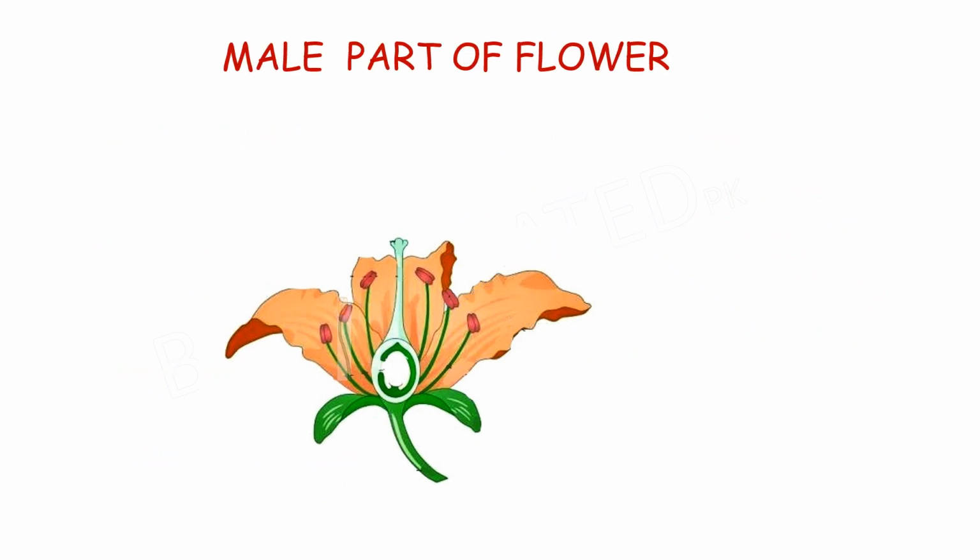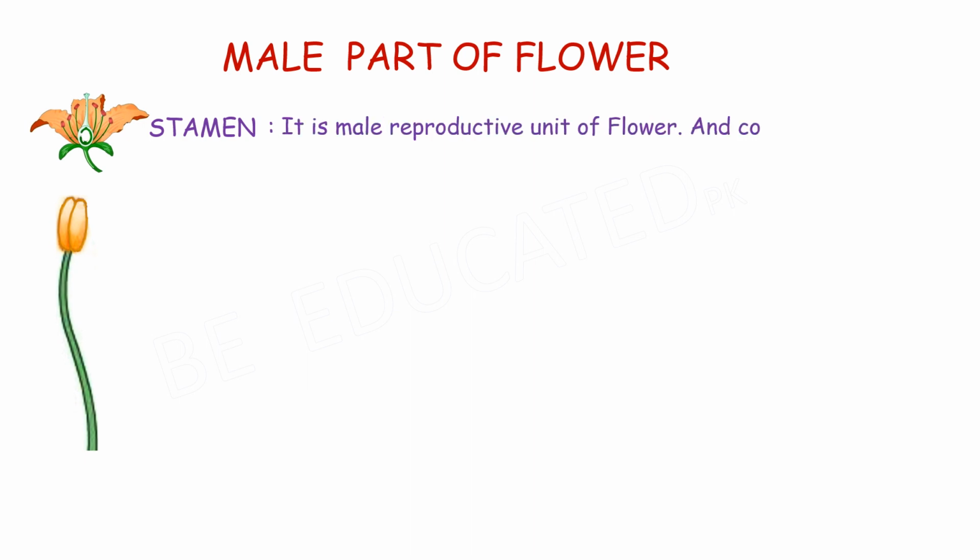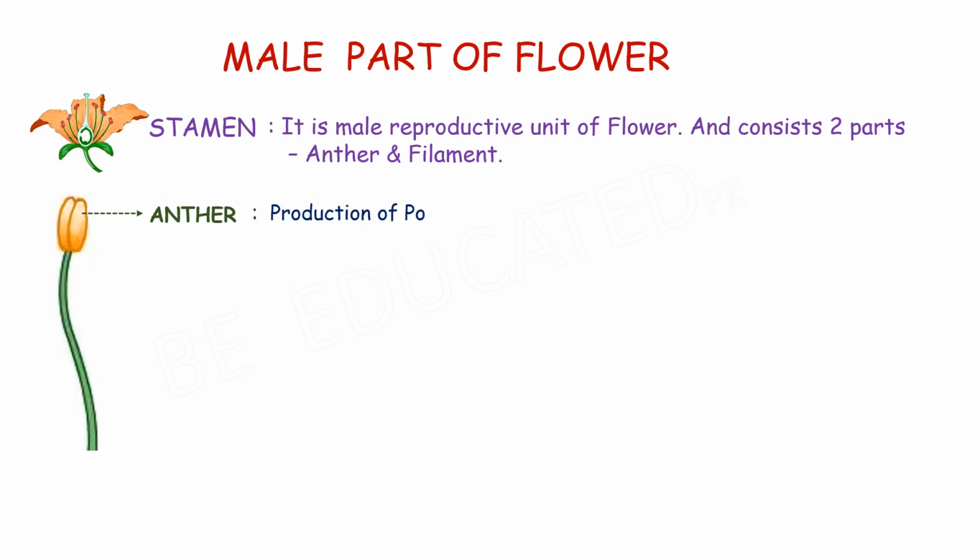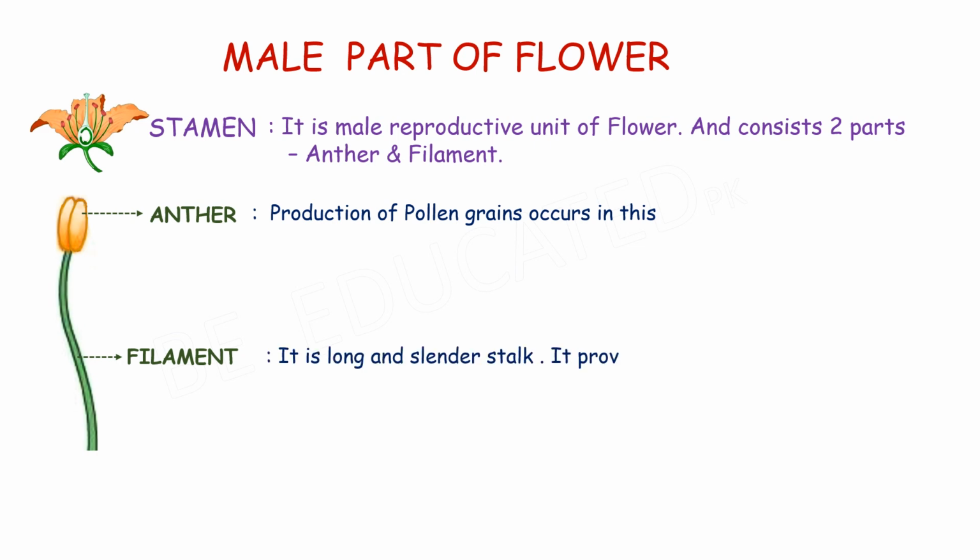Now this is the male part of flower which we call a stamen. It is a male reproductive unit of flower and consists of two parts, anther and filament. This bulb-like structure is called anther. Production of pollen grains occurs in this. Now this thread or tube-like structure is called filament. It is a long, slender stalk. It provides height to the anther. Also, it has a third portion called connective. It connects the filament to the anther.